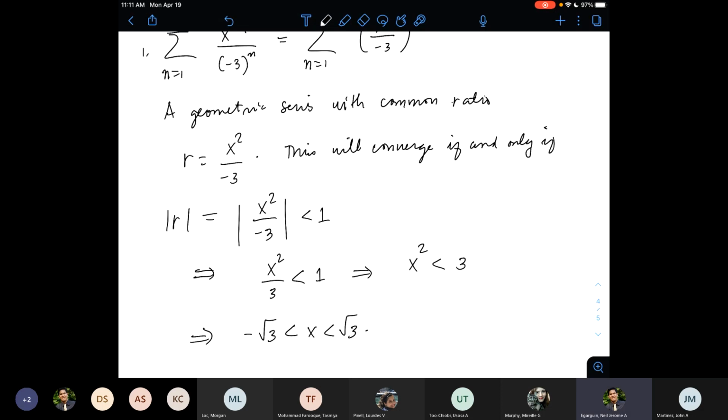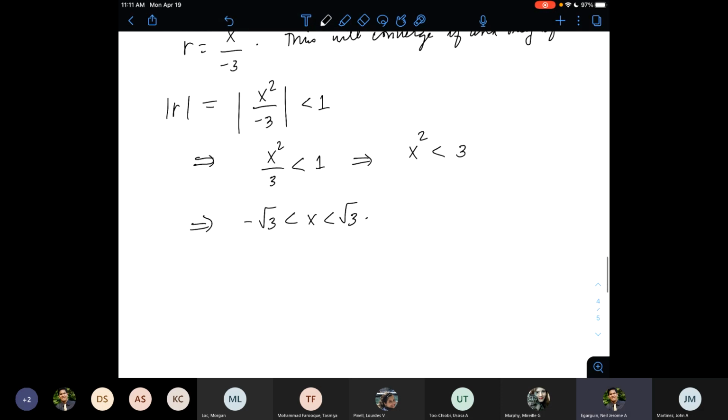Okay, so that's it. It's a geometric series, so the interval of convergence is equal to negative root 3 comma root 3. I just realized I made a mistake in my other class, but anyway, I'll correct it later with them. All right, so this is the interval of convergence. No more tests to do because this is geometric in form, and we know that a geometric series will only converge when the absolute value of the common ratio is strictly less than 1.